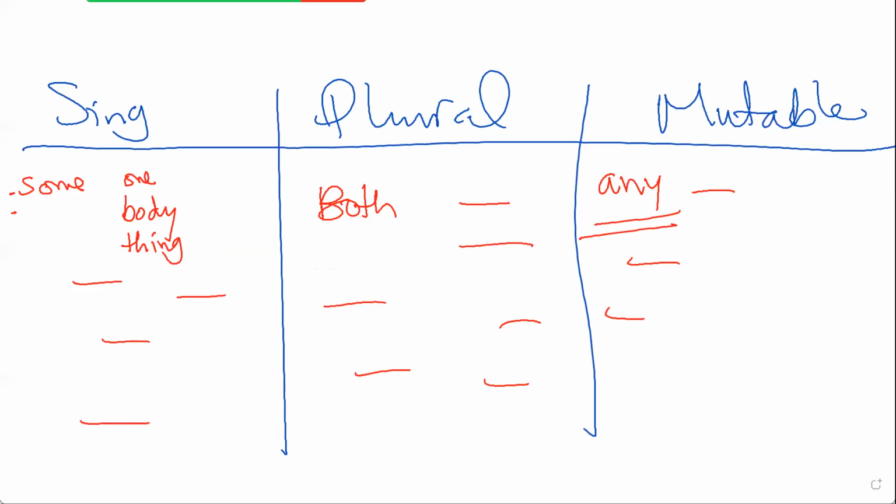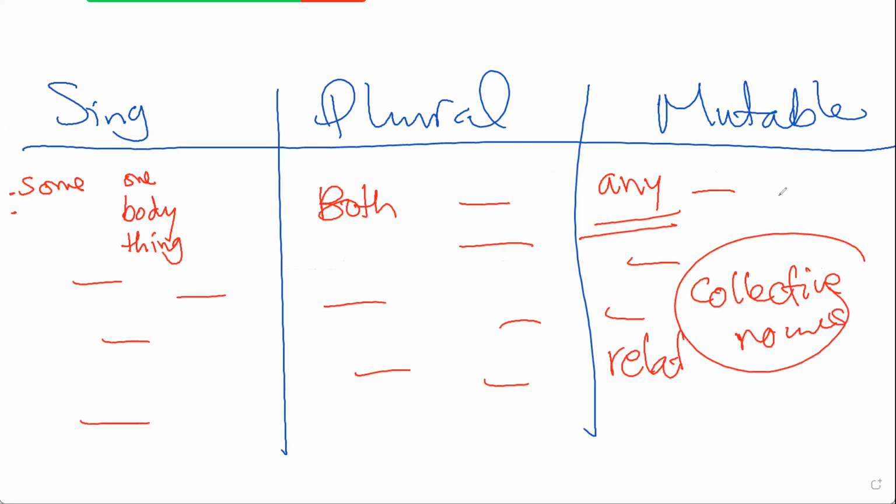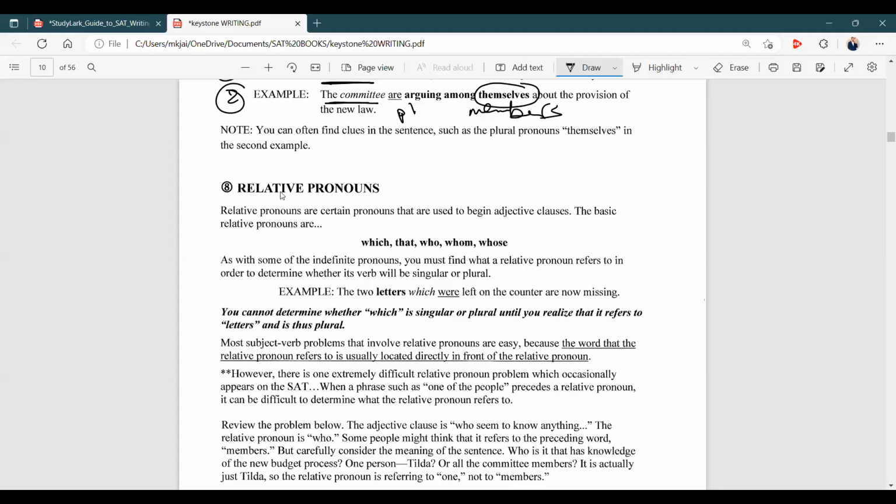Where should I place relative pronouns? Sorry, collective nouns go here, mutable. Then comes one more, which is relative pronouns. If I say 'who', what could precede 'who'? Who refers to people. That's a pronoun. What could precede 'who' as a noun? Is it singular or plural? Both. The students who, the student who. So these pronouns can be preceded by singular or plural nouns.